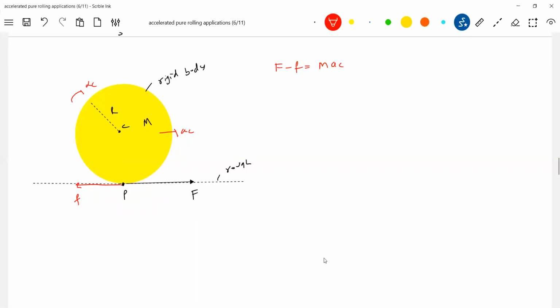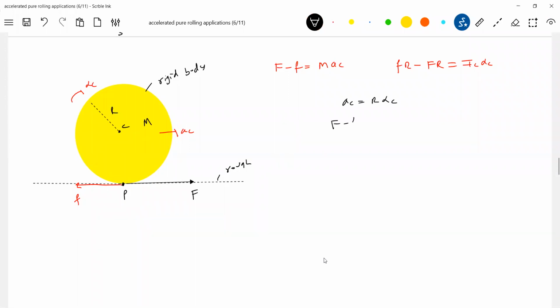Then torque, what is the torque? F into R minus f into R equals I_C alpha. Do I agree with this? Torque due to friction, this is R bar, this is f, clockwise. Torque due to the applied force, anti-clockwise. So the net torque will be clockwise. Let's say for pure rolling, the condition for pure rolling is A_C equals R alpha.